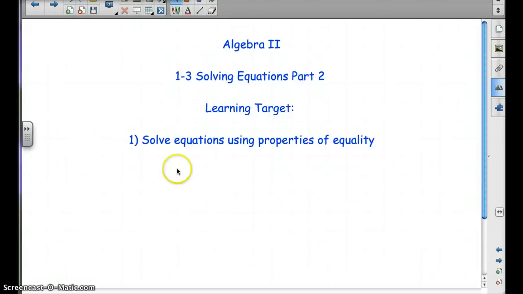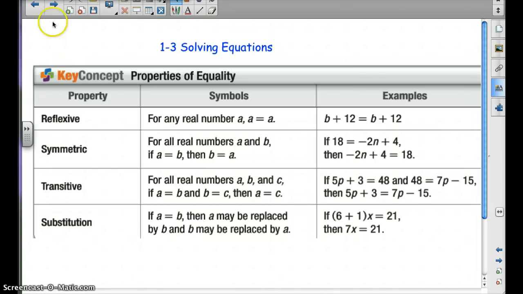Hello, Algebra 2 students. We are going to start the second part of 1-3, solving equations. The first part we did in class was writing equations, given verbal phrases. So in order to solve equations, we can use these properties of equality.